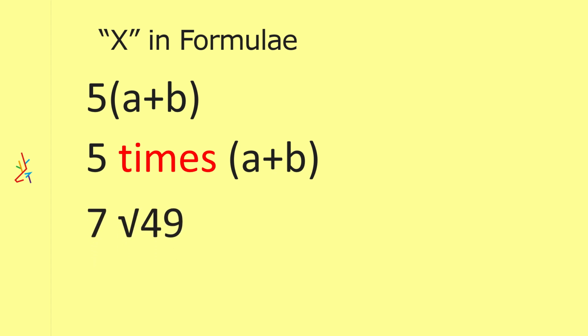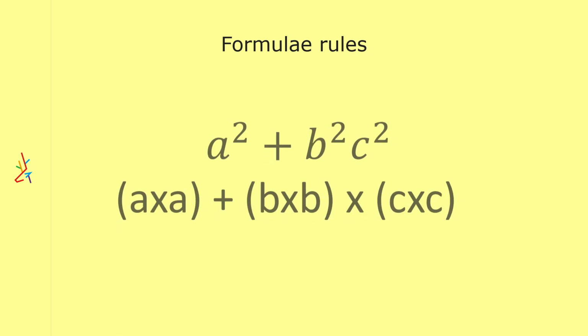On this one, you've got 7. Then you've got the square root of 49. Missing is the times symbol in between the 7 and the square root. What it means is 7 times the square root of 49. Again, it's a set of instructions. It's just telling you to do 7 times the square root of 49. Okay, formula rules.